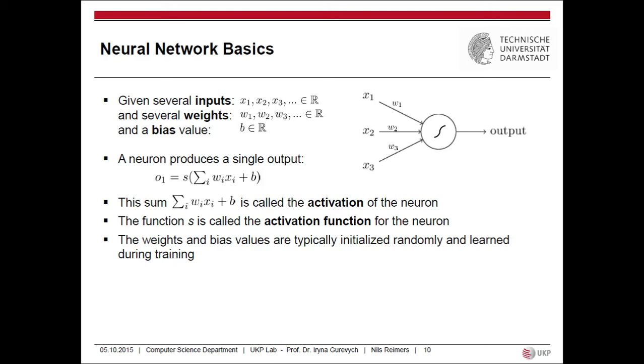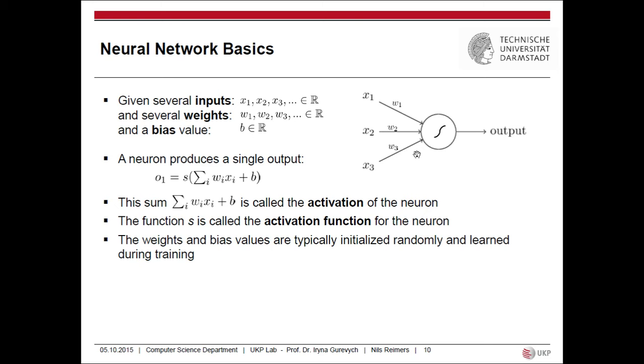To understand a neural network, you need to understand what the inputs are. You have some input neurons X1, X2, X3, which are real values. For each input you have a weight W1, W2, and W3, and you have a bias value B, all real values. Then you have a single neuron, and you compute its activation by multiplying X1 times W1, X2 times W2, X3 times W3, summing it up and adding the bias value. The activation is passed through some activation function, here we call it S, and you get the output of the neuron.